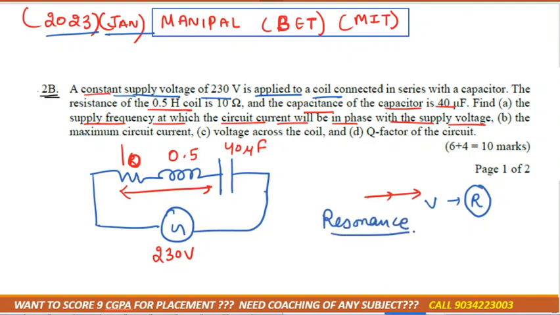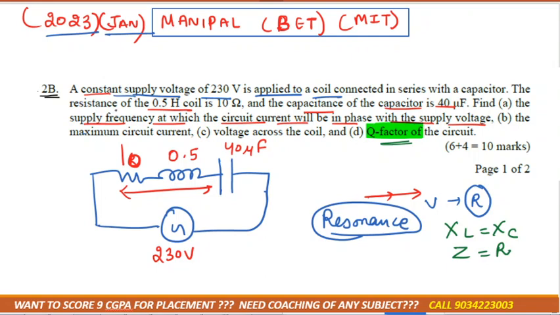One thing more, whenever they ask you the Q factor, you can directly understand that it's a resonance, because in the case of resonance only Q factor is possible. So as you know, XL is equal to XC in case of resonance, Z is equal to R in case of resonance. Find the supply frequency.